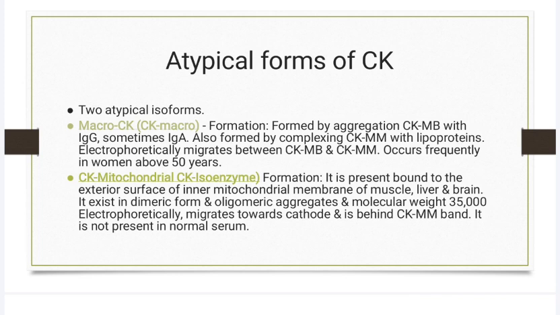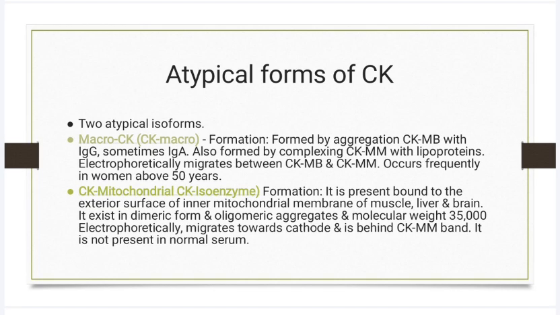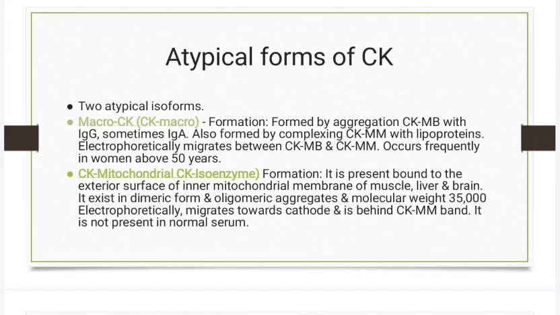The next atypical form is a mitochondrial isoenzyme, where it is present bound to the exterior surface of the inner mitochondrial membrane of the muscle, liver and brain. It exists in the dimeric form and aggregates into oligomeric form. The molecular weight is 35,000 kilodaltons and the electrophoretic mobility migrates towards the cathode and it is behind the CK-MM band. It is not present in the normal serum.